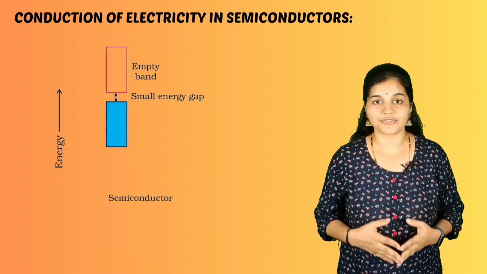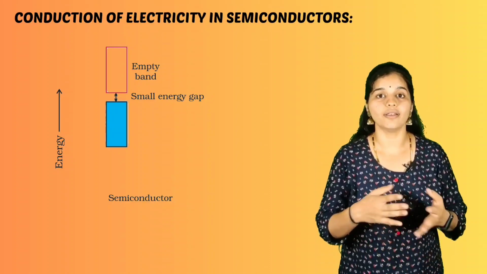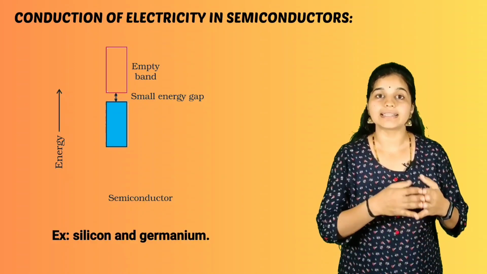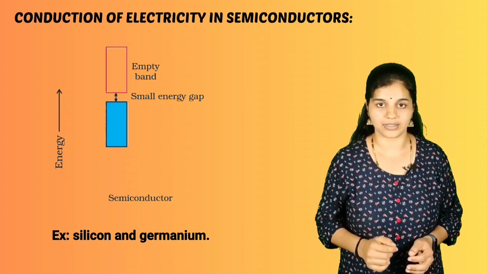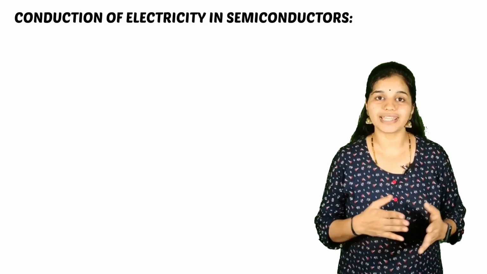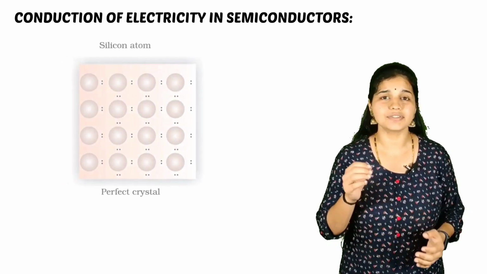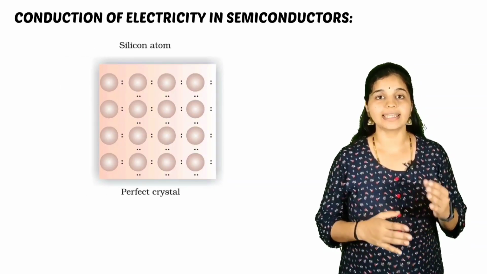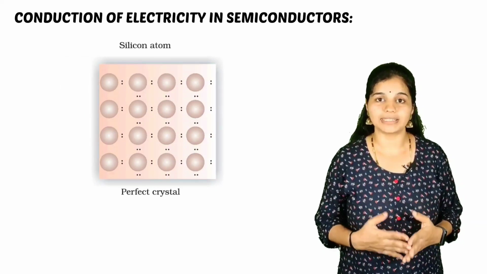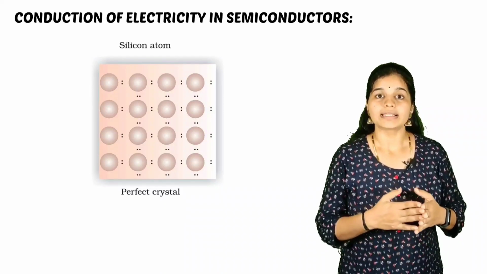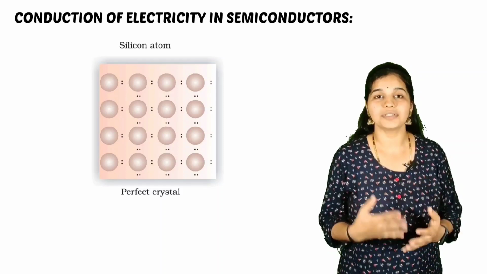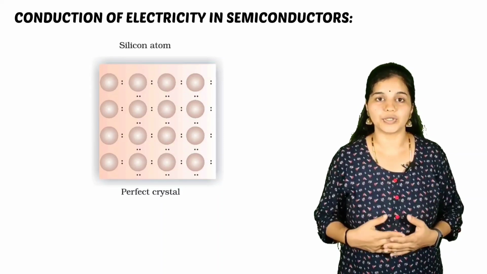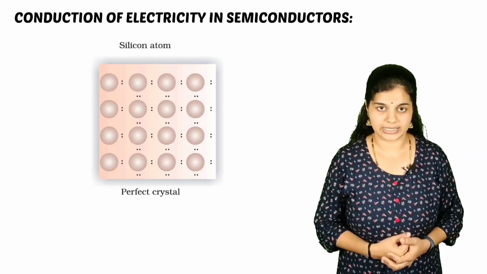Examples of these types of semiconductors are silicon and germanium. These semiconductors are also called intrinsic semiconductors. The conductivity of these intrinsic semiconductors is too low. As a result, they cannot be used for practical applications. Somehow, their conductivity has to be increased. So, what can be done to increase the conductivity of intrinsic semiconductors?